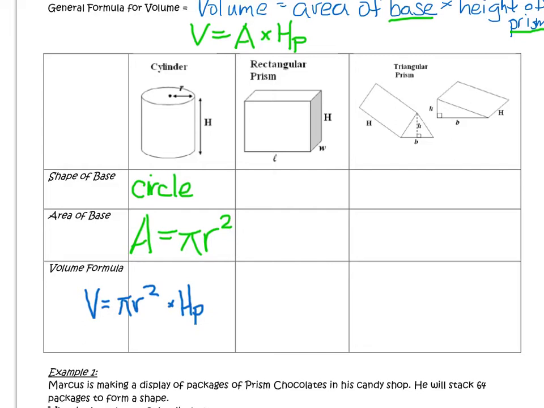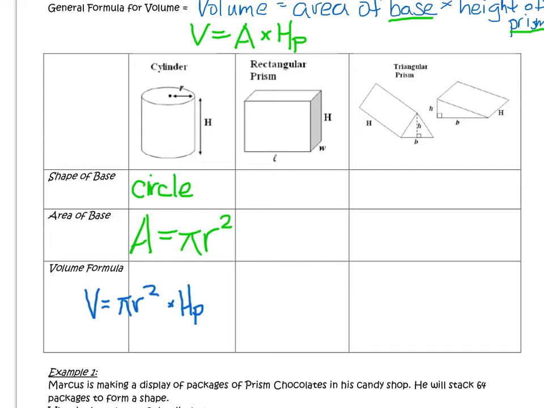So that's a little bit of a shortcut for those of us who are good at memorizing our formulas. From now on, you can just remember that the volume formula for a cylinder is pi r squared times h. If you don't remember that, you're going to have to remember two things: the general formula of volume, and then plugging in the area of a circle into where A is.